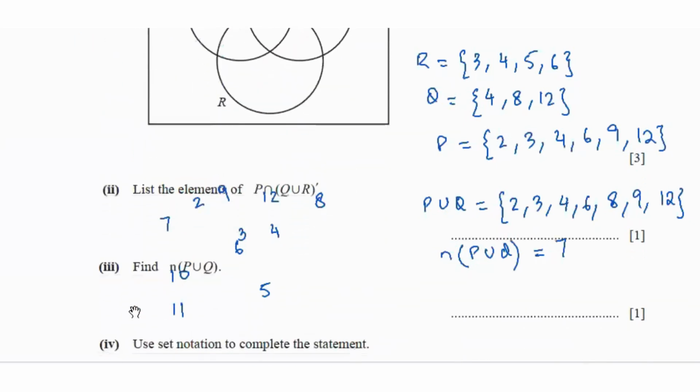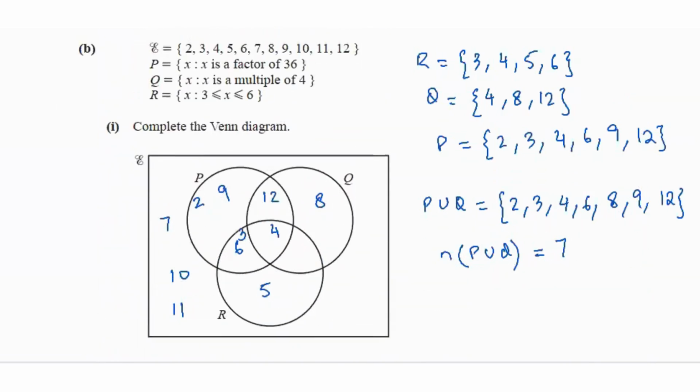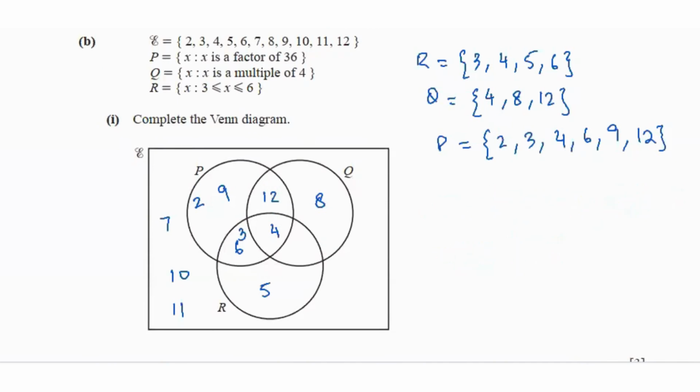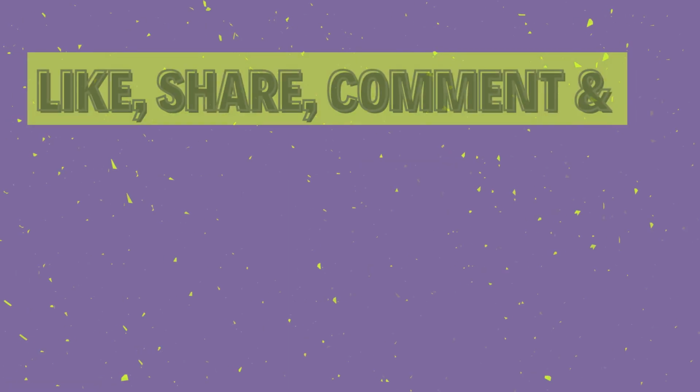And then it says use set notation to complete this statement. Blank equals the null set. So now if we talk about the null set, it is basically this part over here. So that is P complement intersection Q intersection R. Why? Because this part does not contain anything from the P set, but it shows the intersection of Q and R. So that's P complement intersection Q intersection R.